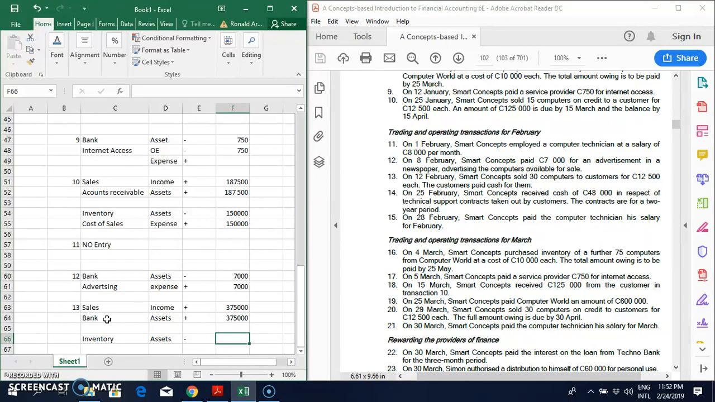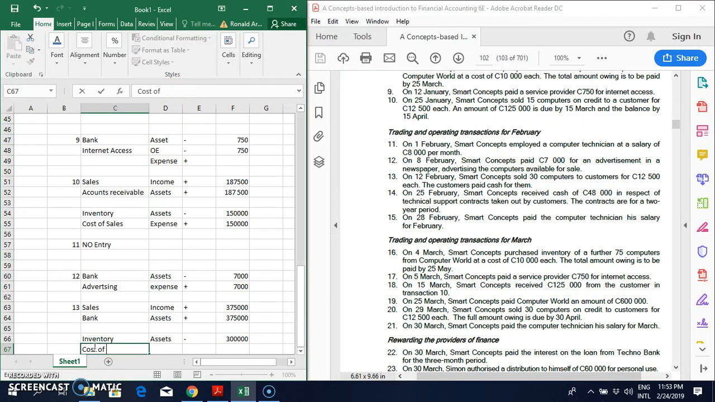And what did we say? When we record the inventory, we're looking at how much we paid for it. So we sold 30 computers and we paid 10,000 rand for each. We sold 30 computers for 12,500. We're decreasing our inventory by the 30 computers at 10,000.